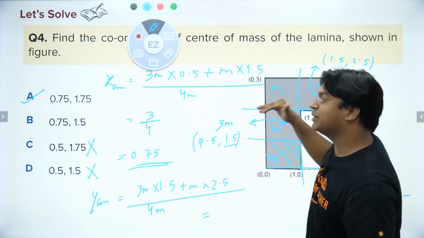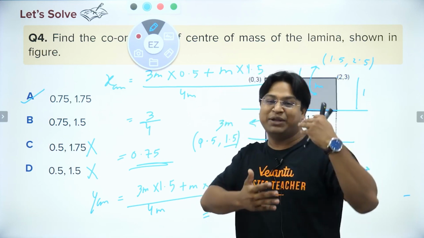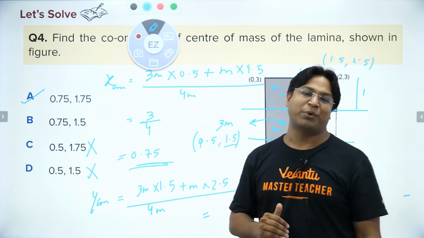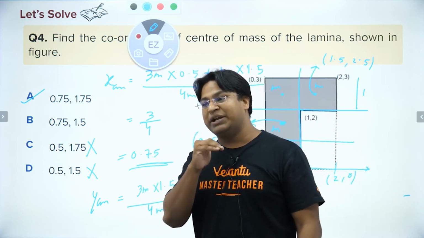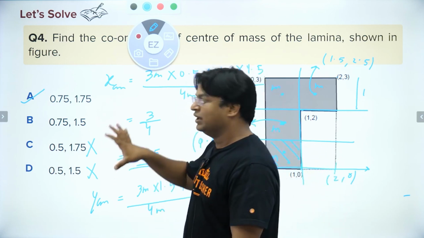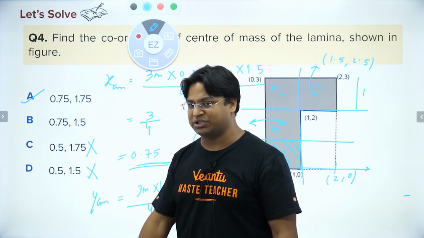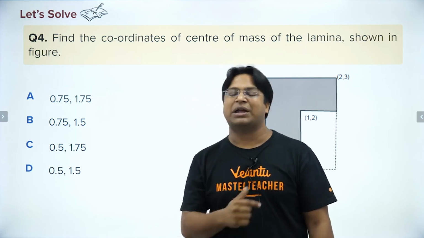One particle is situated at 1.5, the other one is situated higher than that. Then how can we end up getting a coordinate which is equal to 1.5? I'm talking about the y coordinate. We'll definitely be getting a value which is more than 1.5. So by that logic, you could have eliminated option B even without doing any calculation. Thinking like this is going to save your time in the examination.